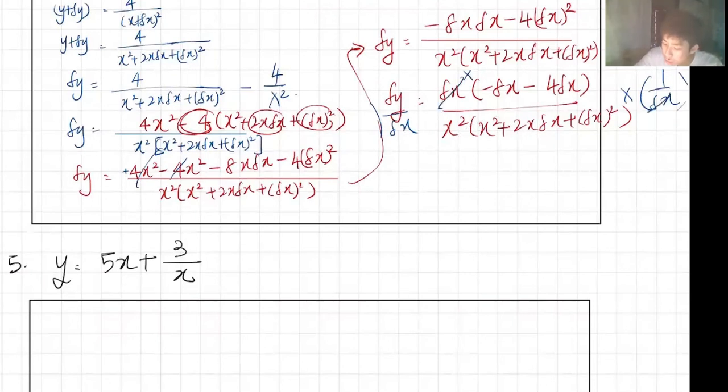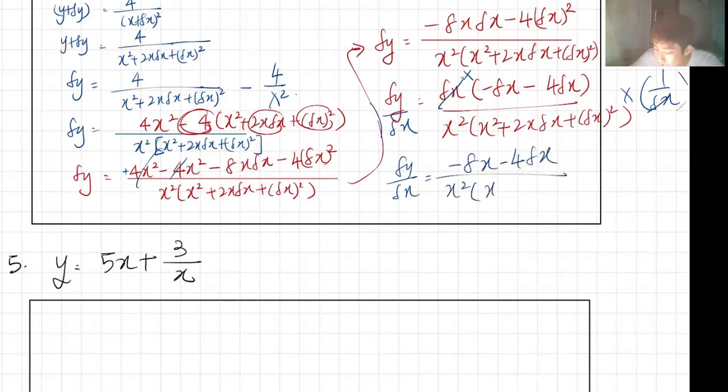So I cancel them. What I'm left with, delta y over delta x is equals to minus 8x minus 4 delta x, divided with this whole chunk, x squared plus 2x delta x plus delta x squared. Why I don't care about the bottom, later you see why.